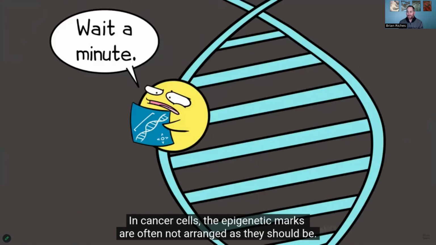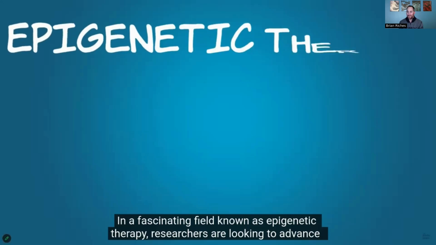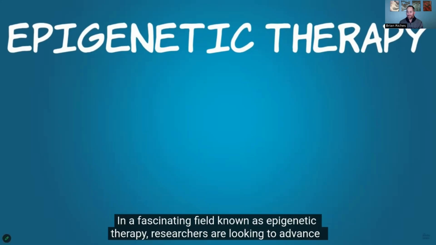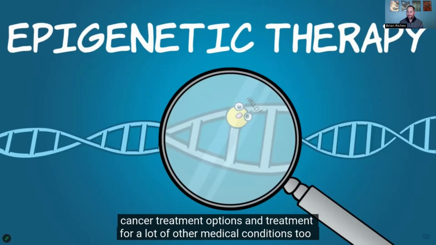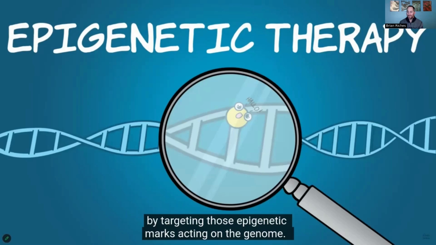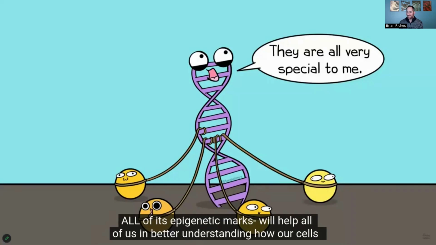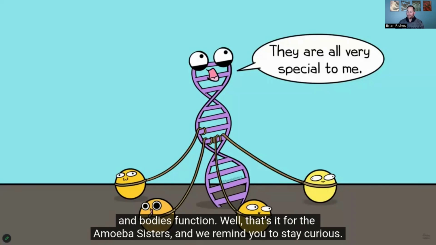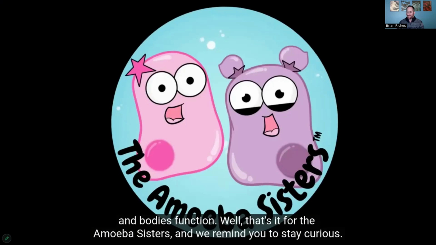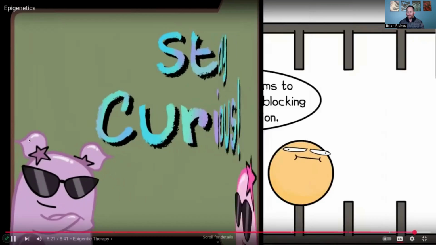In cancer cells, the epigenetic marks are often not arranged as they should be. In a fascinating field known as epigenetic therapy, researchers are looking to advance cancer treatment options and treatment for a lot of other medical conditions too, by targeting those epigenetic marks acting on the genome. Overall, increasing our understanding of the epigenome, and by that I mean the genome and all of its epigenetic marks, will help us all better understand how our cells and bodies function. Well, that's it for the Amoeba Sisters, and we remind you to stay curious.